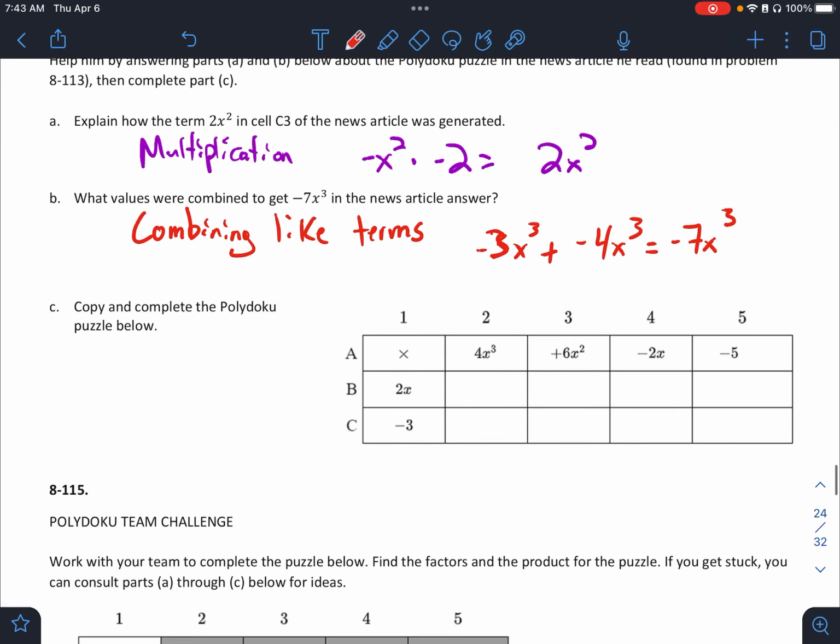So here's a new one. I want you to try to do this one here on your own. So pause the video here, multiply and combine like terms to see if you can figure out what 2x minus 3 times 4x third plus 6x squared minus 2x minus 5 is. So pause the video here, see if you can solve this.